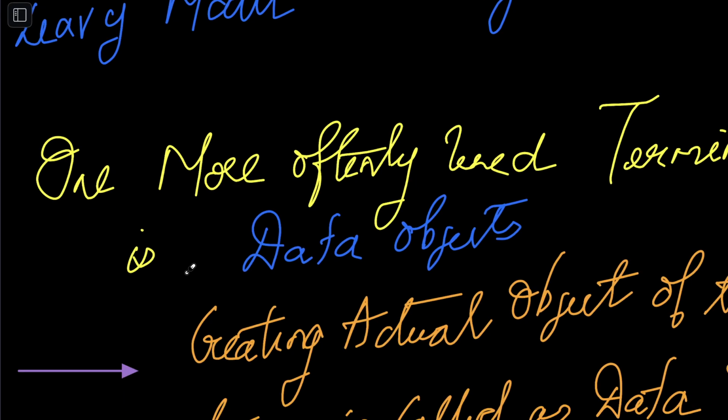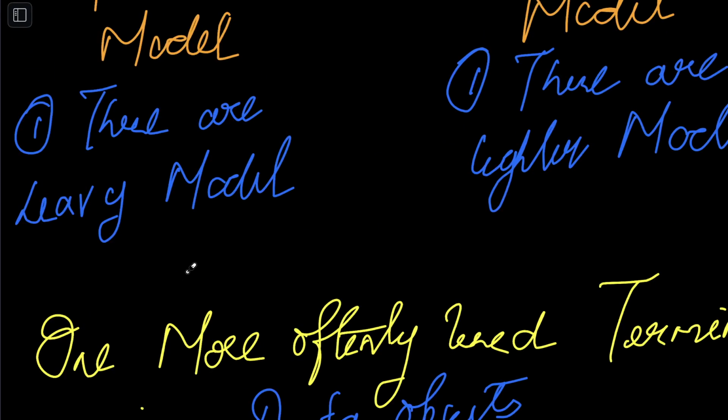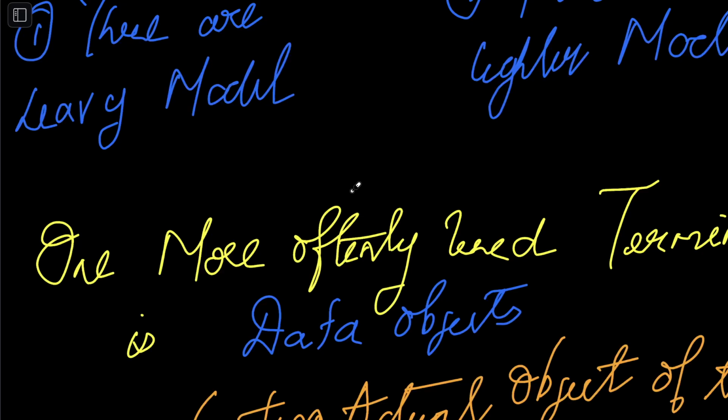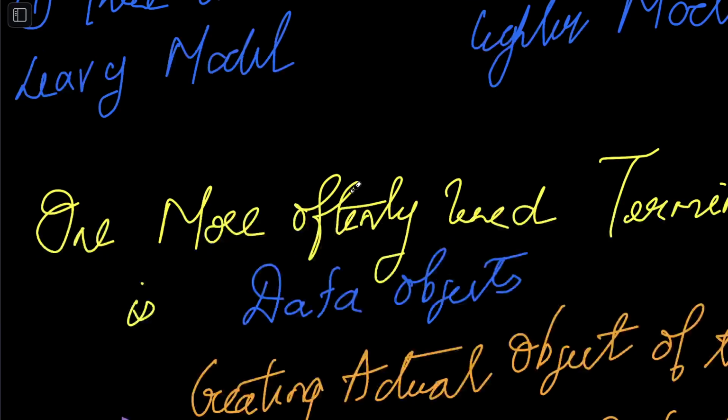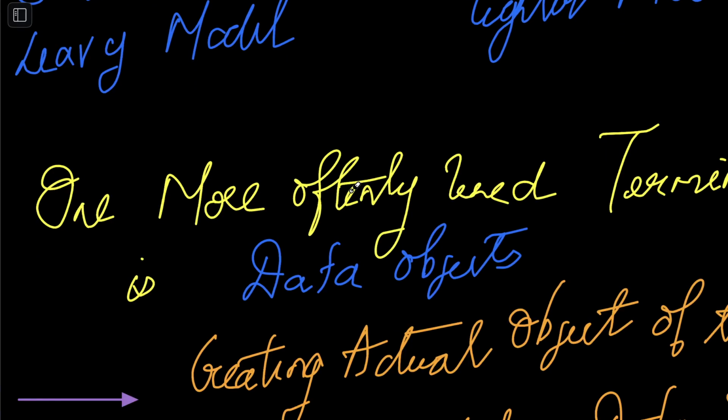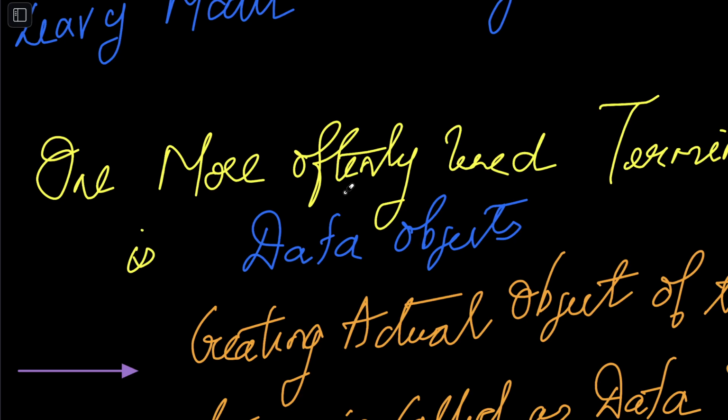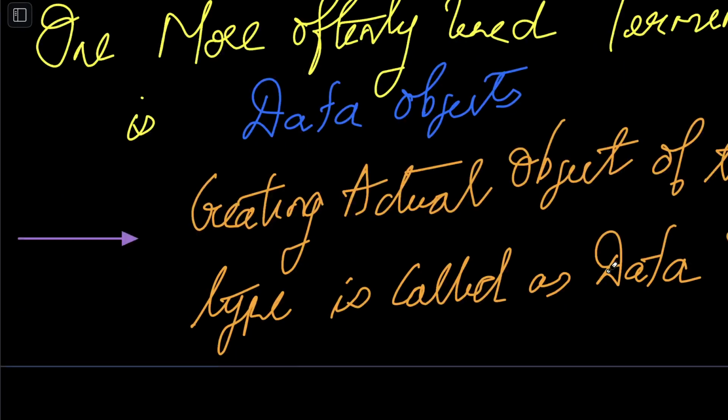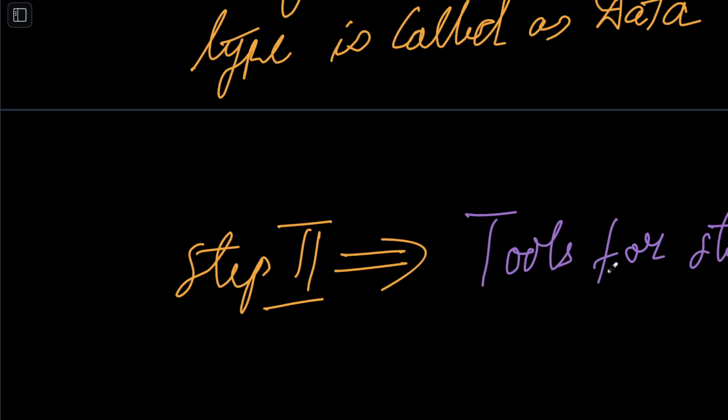One more often used terminology is data objects. Even if you have a class or a struct, when you actually instantiate the struct, or create the object and allocate it to memory, then the memory is allocated, right? Then we say that this is nothing but our data object. Creating actual objects of the type is called data objects.